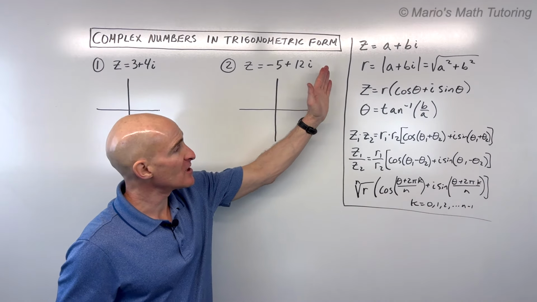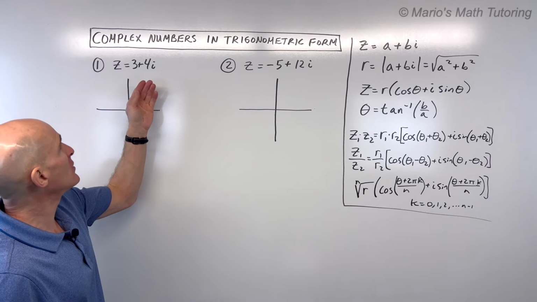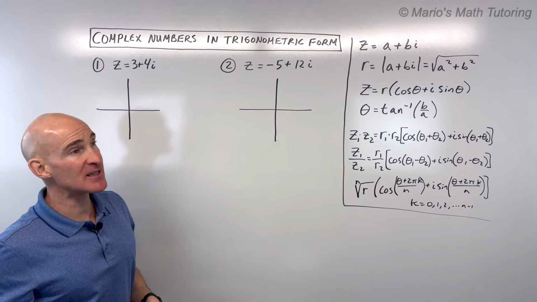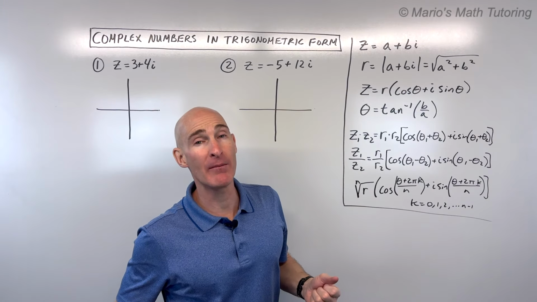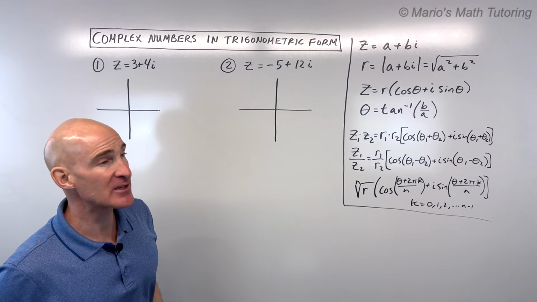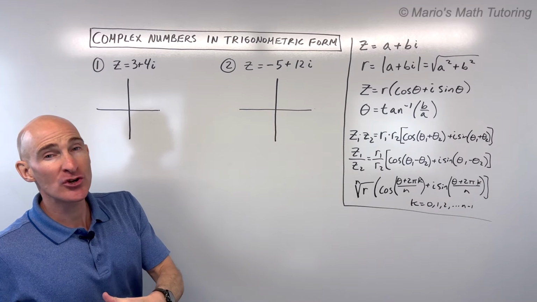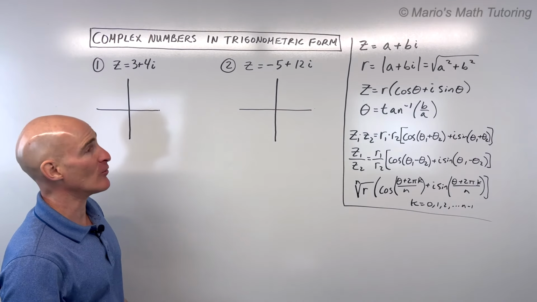I've got some formulas here you might want to write down. We're going to be using these as we go through. The first thing we want to do is, remember, a complex number is part real and part imaginary. It's in what we call a plus bi form, or the standard form of a complex number. Oftentimes they use the letter z to refer to a complex number, like in this case, z is equal to 3 plus 4i. And what I want to show you is that you can graph these complex numbers in the complex plane.